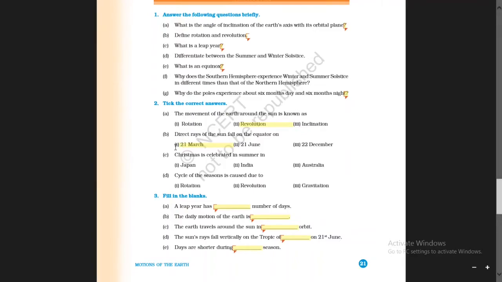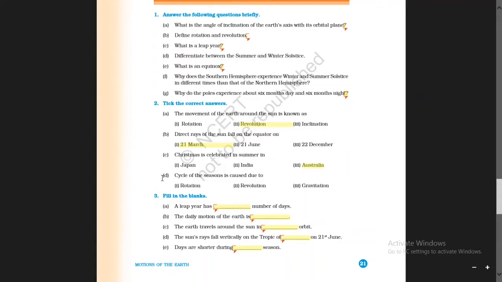Next, C. Christmas is celebrated in summer in. You have to mark which one is correct. Christmas, in our country, India, is celebrated in which season? It asks summer season. So your three options are Japan, India, Australia. You will tick Australia. Australia is the correct answer.